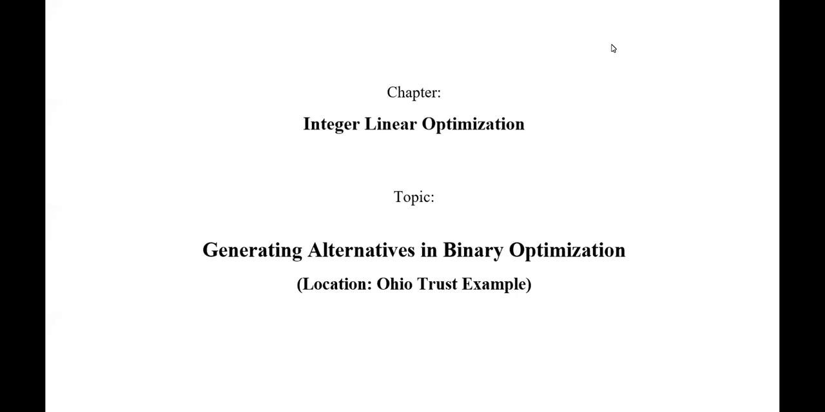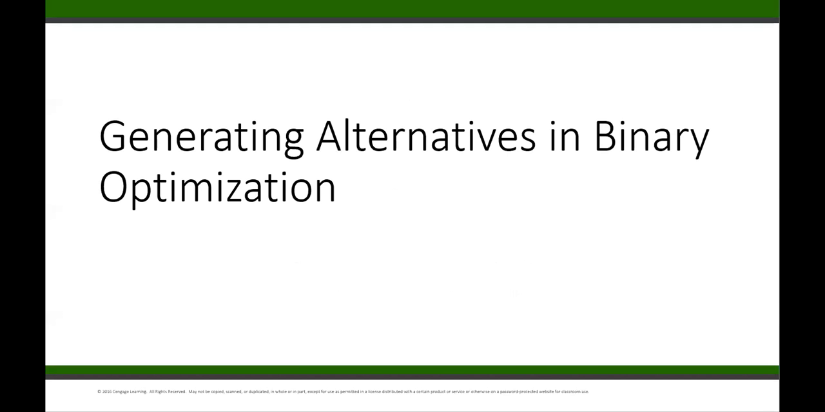In this video, we're going to see how we can search for alternative optimal solutions in binary optimization, in optimization problems where binary variables are involved. We're going to try to find an alternative optimal solution for the Ohio Trust example that we solved, the location optimization problem.